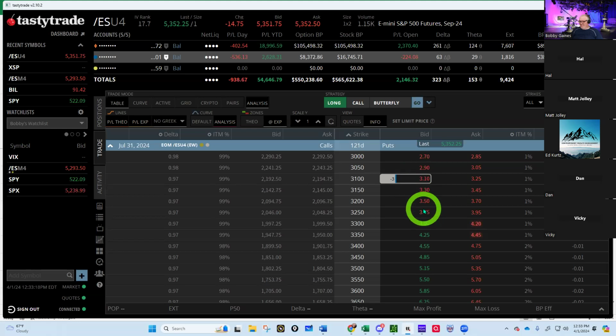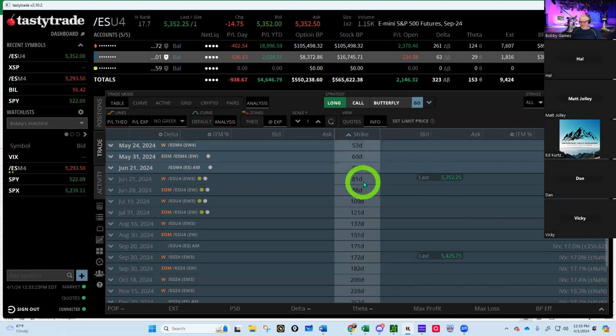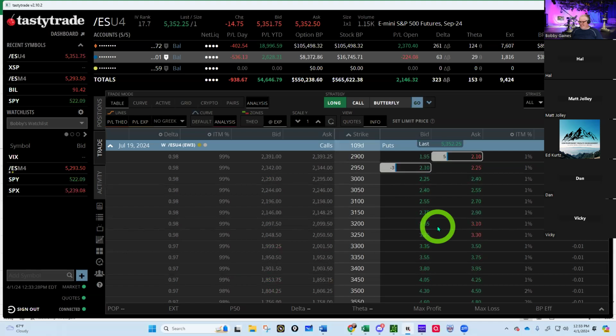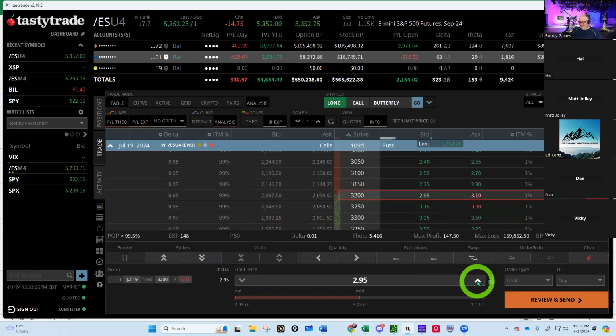So let's go to another expiration. Instead of 121, let's go to 109. See what we got down here. There we go. So why don't we do 3,200 at $3, 305. See if we got enough to do 9 of these. 6, 7, 8, 9. I see that max loss, and it makes me go, what in the name of the Lord? That's a lot of money right there.